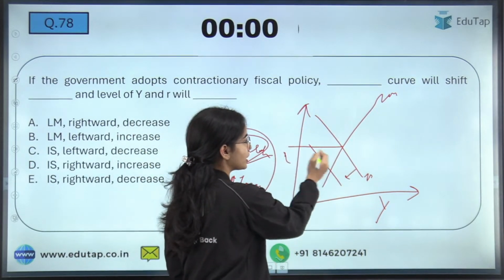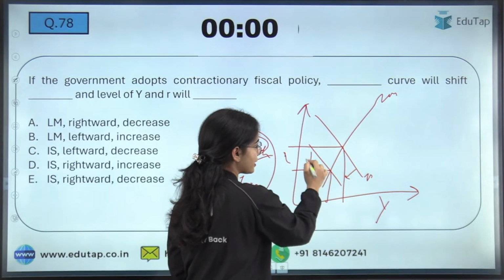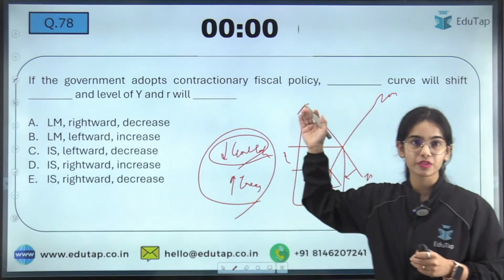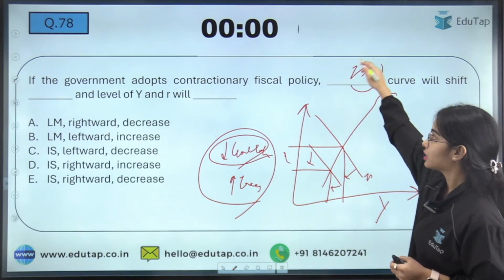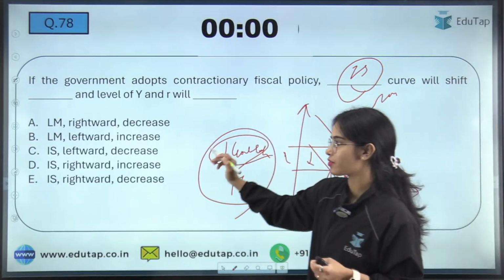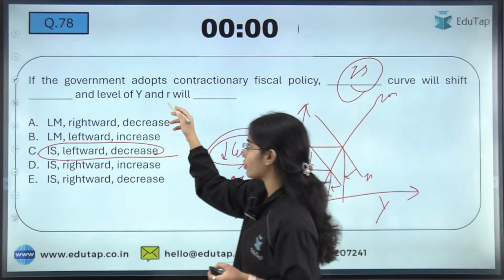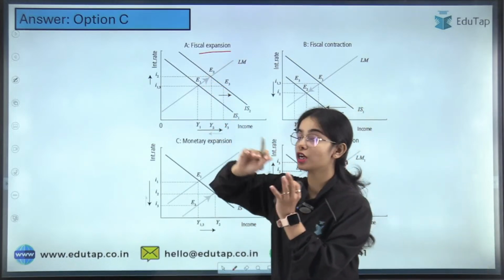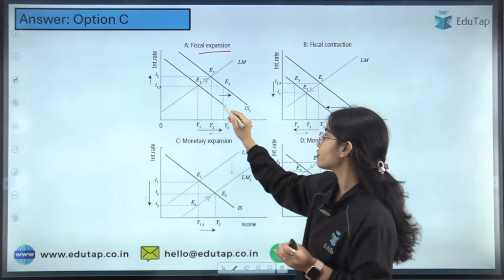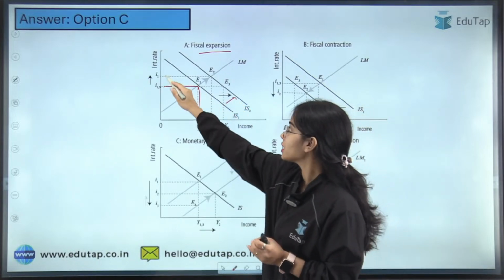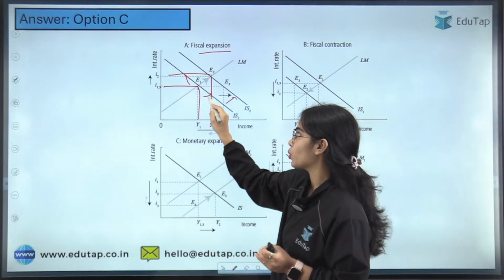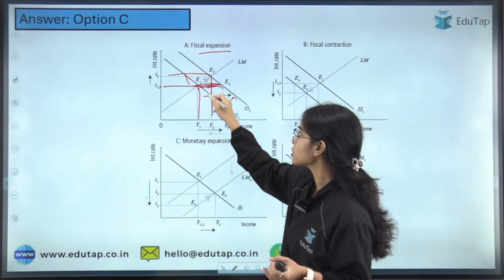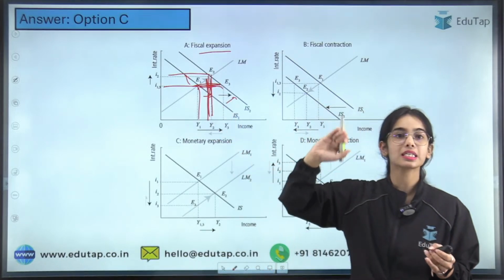With the leftward shift in the IS curve, there is a decrease in the rate of interest and a decrease in the level of income. So if the government adopts contractionary fiscal policy, the IS curve will shift leftwards and there will be a decrease in both the level of income and the rate of interest. Here, with fiscal expansion, if government expenditure is increasing, the IS curve will shift rightwards and there will be an increase in both the rate of interest and the level of income. The level of income is not able to increase by the full multiplier. It is only increasing partially because of the increase in the rate of interest.